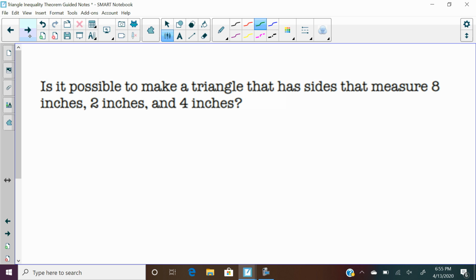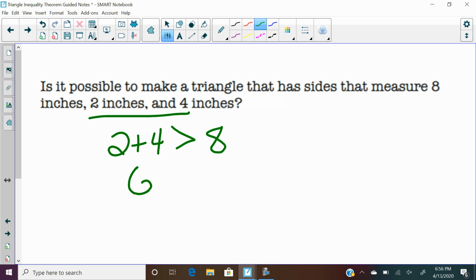Is it possible to make a triangle that has sides that measure 8 inches, 2 inches, and 4 inches? So we take the two smaller numbers and we add them together. So we do 2 plus 4, and it has to be greater than 8. So 2 plus 4 is 6, which is not greater than 8. So the answer is no. This does not make a triangle.